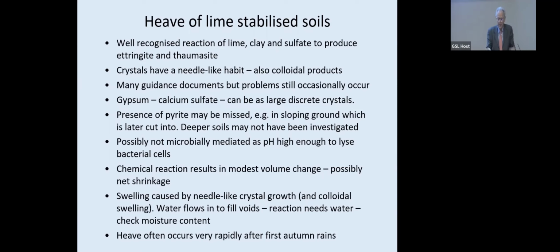So you can't just do a chemical analysis. You need somebody watching and looking. Pyrite may be missed. Say you've got a sloping site. You do a site investigation, relatively shallow auger holes, but then somebody comes in and cuts into a hillside. The deeper soils, no oxygen, pyrite, not sulfate. That pyrite then oxidizes, then you get problems. And it may all have been mixed together, left to mature in a pile, and then spread across the site. So you can still get problems, despite a lot of advice on this, but it's the same problem.